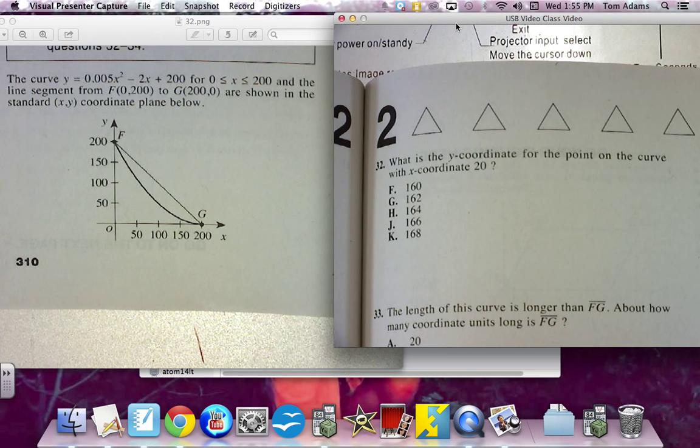So 32 says, what is the y-coordinate for the point on the curve of the x-coordinate 20? Okay. So when x equals 20, what is y? Well, now that one's kind of easy to do. You could just plug it in. You could even probably just graph it on the calculator.